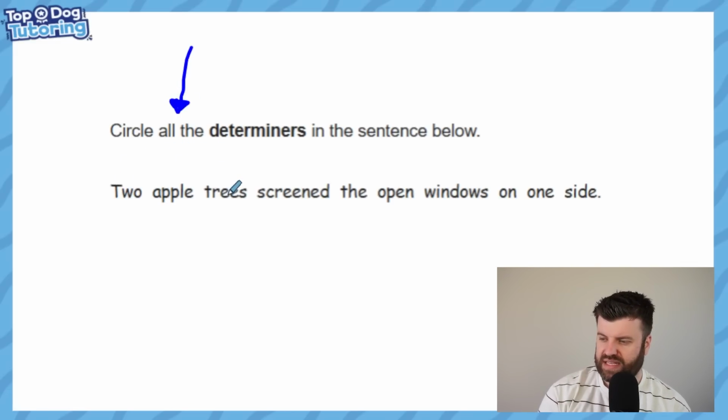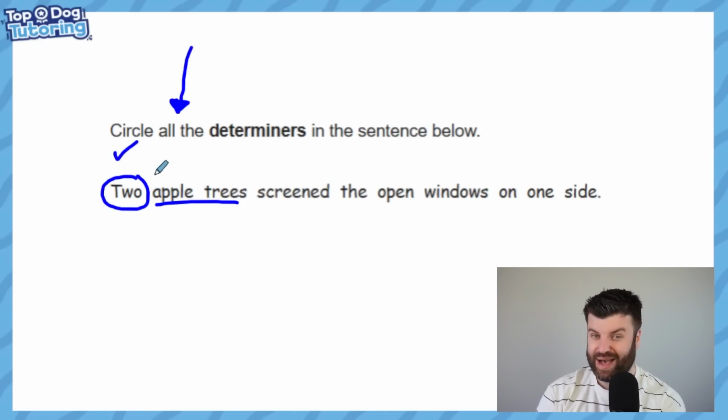Two apple trees screened the open windows on one side. Okay, well, let's take a look then, because we're introducing a type of determiner we've spoken about, but haven't actually found yet. Let's look for nouns. That was our technique. Apple trees. So based on our rule of how to find determiners, we should be circling the word two. And you would be correct, because this is determining how many of the nouns we have.